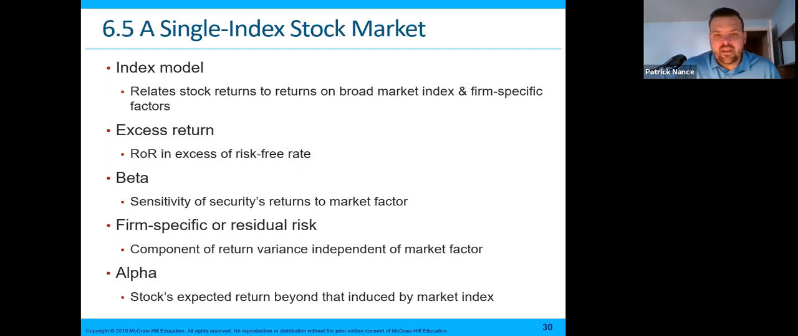By the same token, if it goes down by 2, multiply that by 2 and it should go down by 4. So beta, again, can be positive or negative. If it's negative, then it goes the opposite direction of, in this case, the housing market. Whereas if it's positive, then it goes the same direction or follows whatever that market factor is that I'm using. Firm-specific or residual risk is a component of return variance independent of market factor. So this is specific to the individual firm or organization. And then alpha is the stock's expected return beyond that induced by the market index.